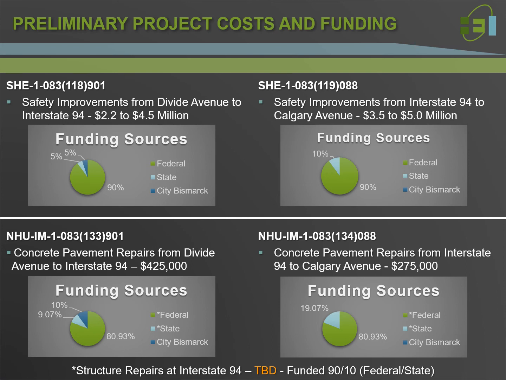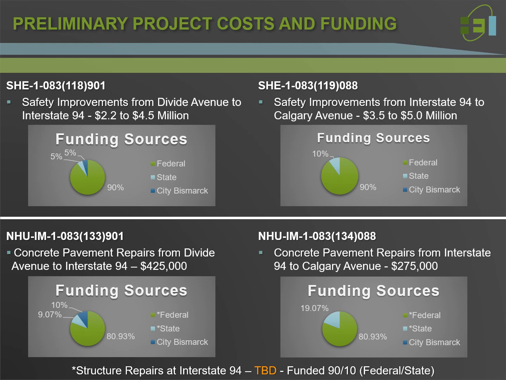Project SHE 1083, parenthetical 119-088, safety improvements from Interstate 94 to Calgary Avenue, which includes turn lanes, signals, and MUT alternatives, has a preliminary cost estimate of $3.5 to $5.0 million and will be funded with 90% federal and 10% state funds.